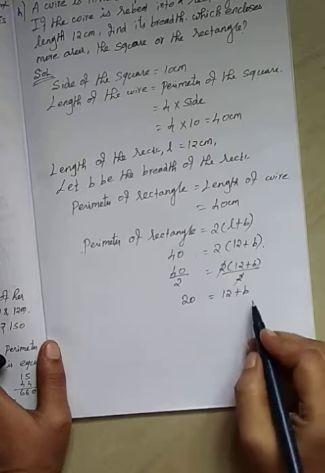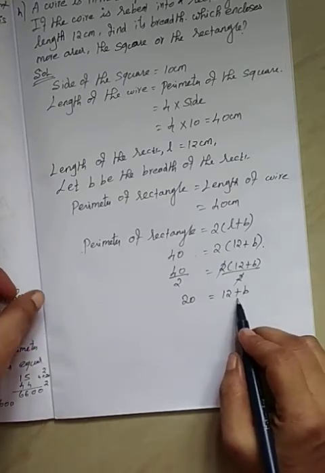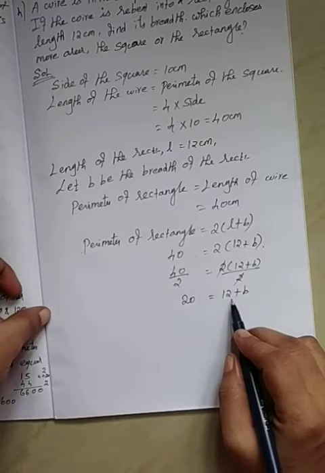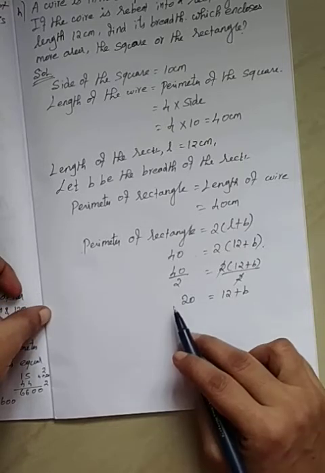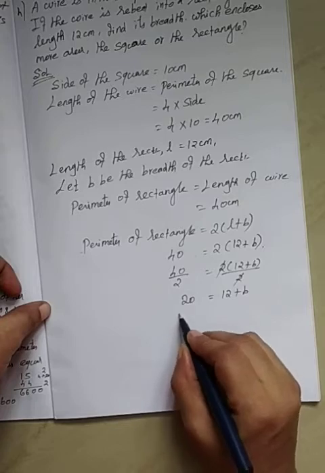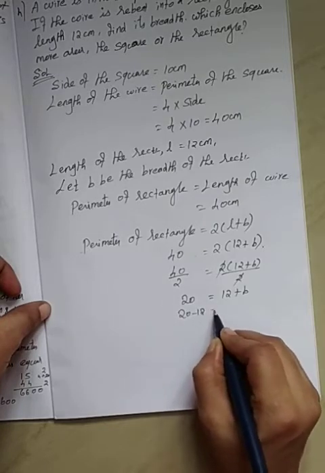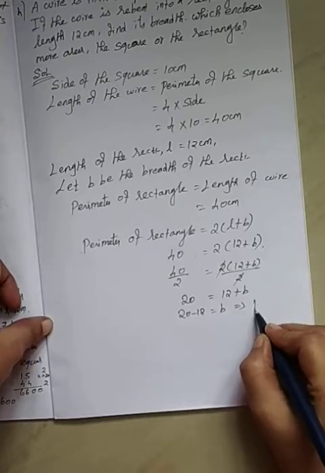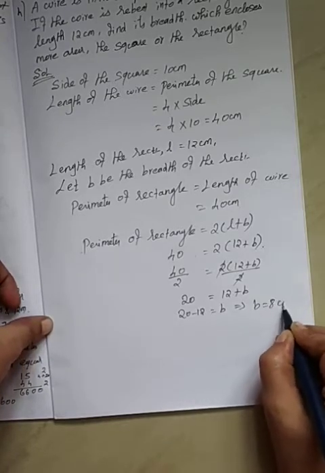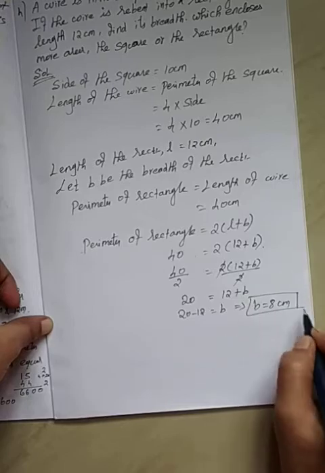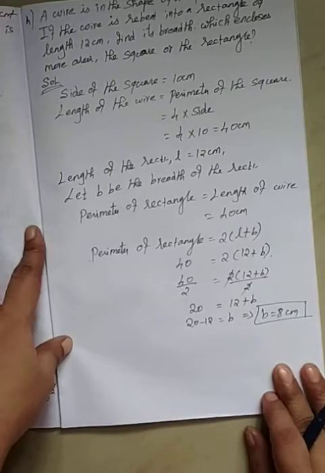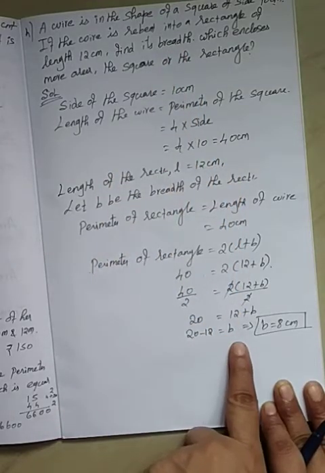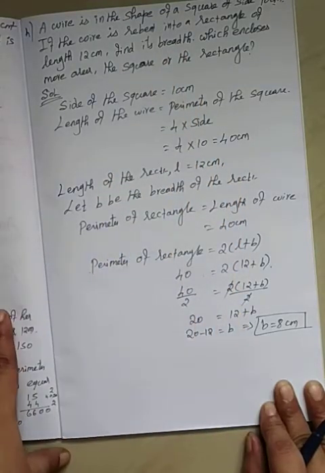Okay. See, next, by transposing plus 12 from the right hand side to the left hand side, it becomes minus 12. So 20 minus 12 is equal to B. What is 20 minus 12? 8. So B is equal to 8 centimeter. Okay. See here, you have to find the breadth. That means B equal to 8 centimeter.